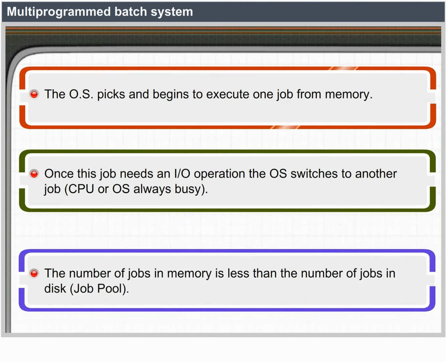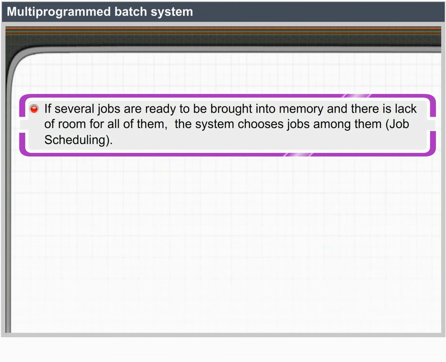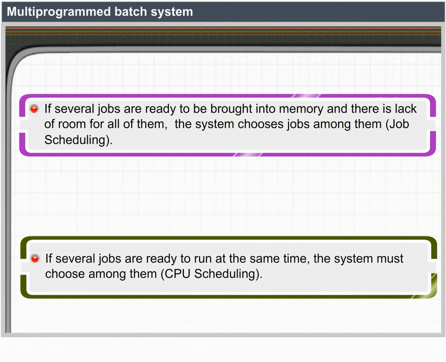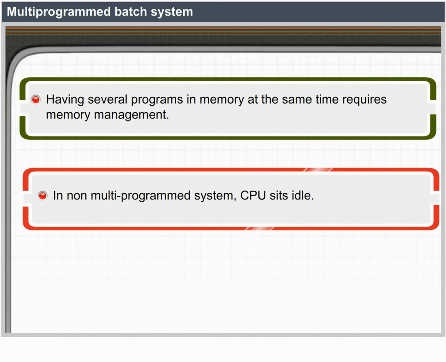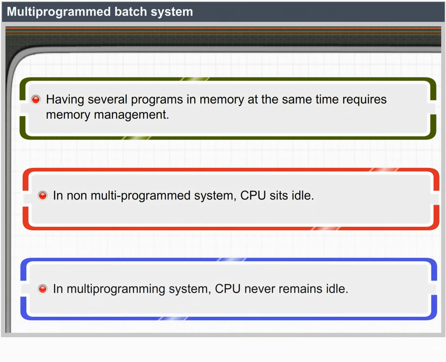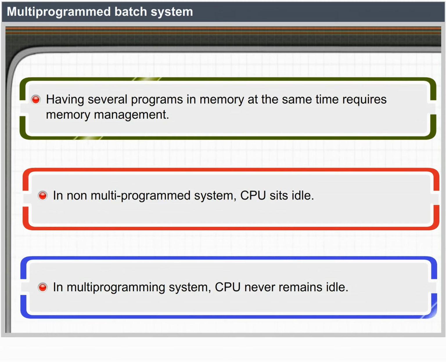The number of jobs in memory is less than the number of jobs on disk, the job pool. If several jobs are ready to be brought into memory and there is not enough room for all of them, then the system chooses among them: job scheduling. If several jobs are ready to run at the same time, the system must choose among them: CPU scheduling. Having several programs in memory at the same time requires memory management. In a non-multi-programmed system, the CPU sits idle. In a multi-programming system, the CPU will never be idle.